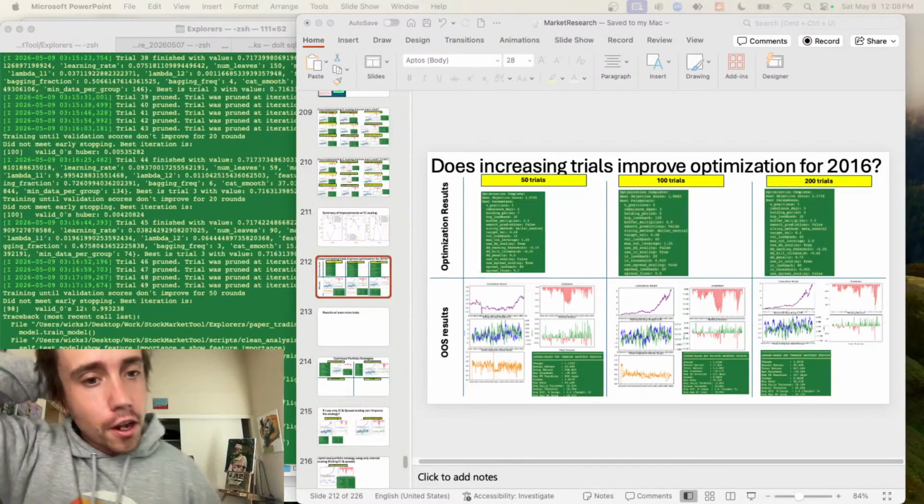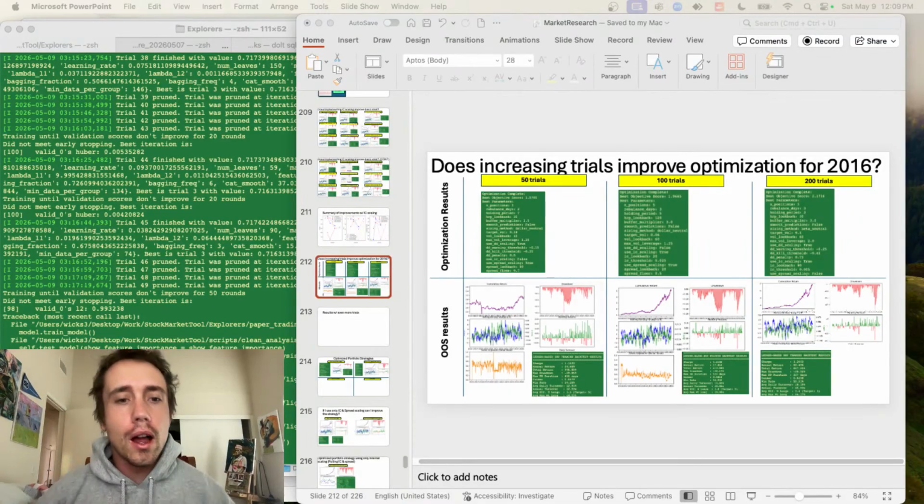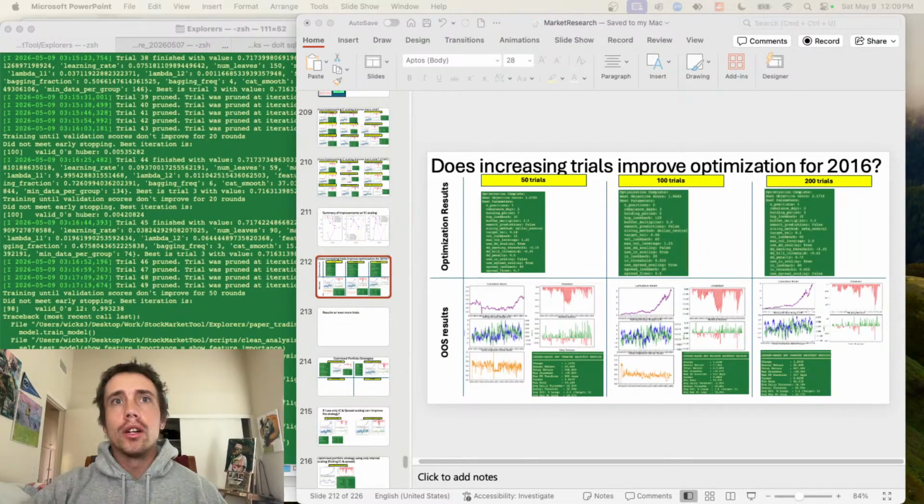Today's Saturday, May 9th. I'm working more on my stock market tool. My goal is to go live with paper trading starting Monday morning, and today's Saturday. So I've got to finish that up.